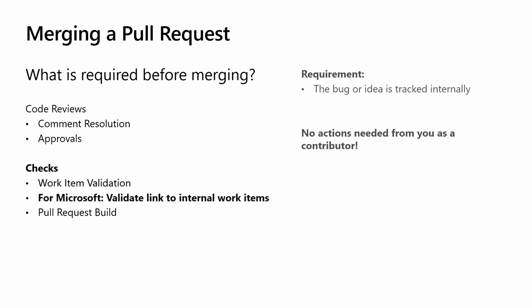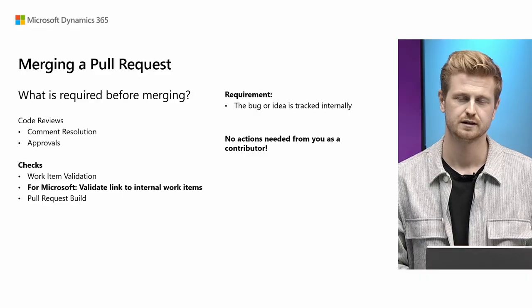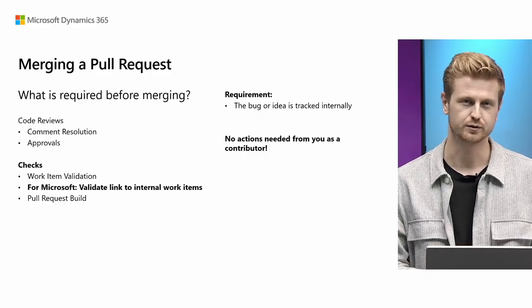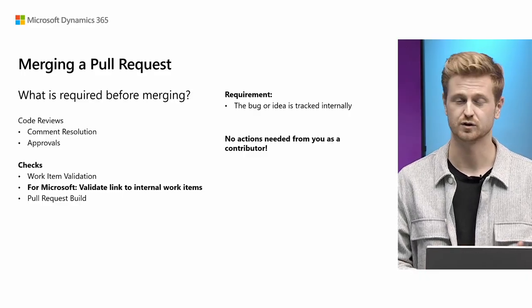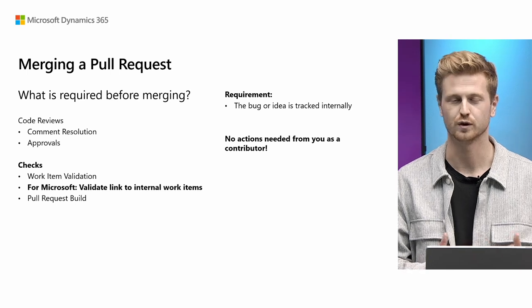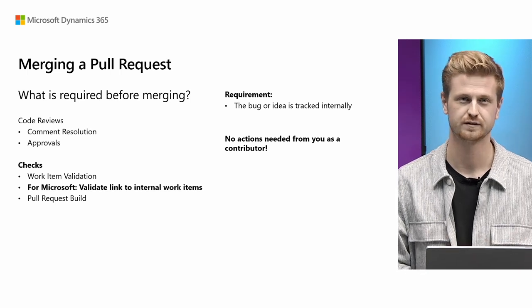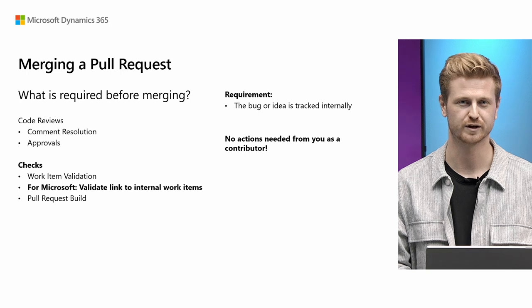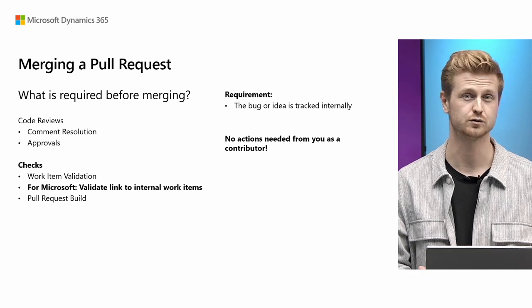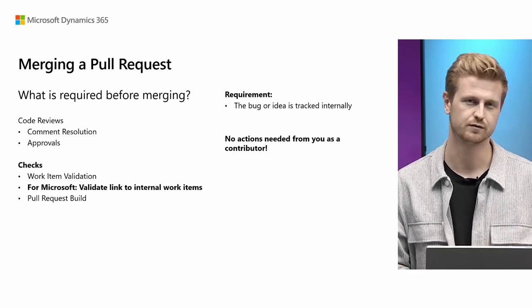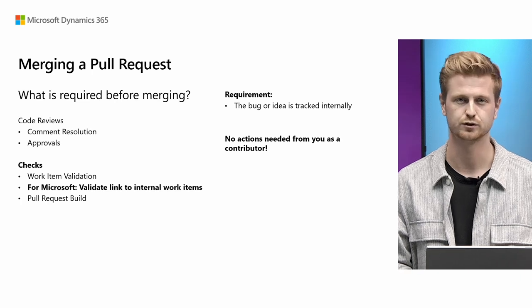The next check is called Microsoft validate link to internal work items. Now, there are no action items for you here as a contributor. This is a reminder to us in Microsoft that there's some internal accounting we need to do. For example, if your change needs to be reflected in the release notes, then this is a reminder for us to do that. But there's no action for you as a contributor.